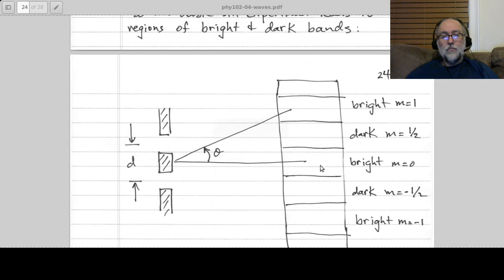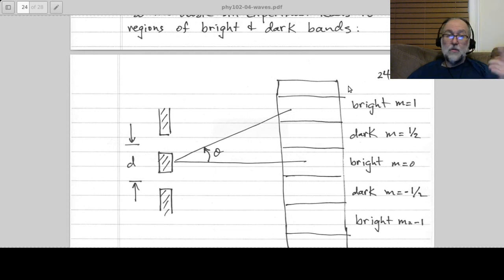Okay, but bright followed by dark followed by bright. Okay, and let's call the middle bright band M equals 0. Okay, and then the two bands right beside it, which are dark, we'll call them M equals a half. And on the other side, M is equal to negative a half. Okay. Not that it really matters because this is a symmetrical pattern. Okay, so M equals 0, bright. The first dark is M equals a half. The next bright is M equals 1.